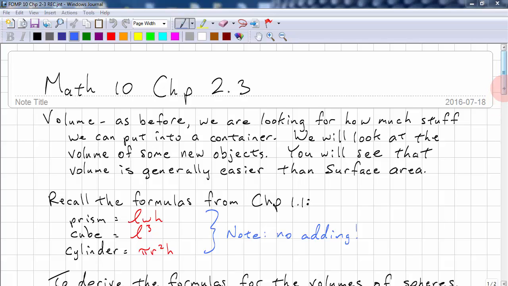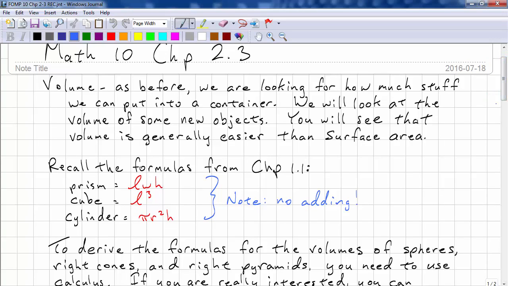Let's look at the formulas from Chapter 1.1. Prism: length times width times height. Cube: length cubed. Cylinder: pi r squared h. And we want to notice that we don't do any adding, it's all multiplying.